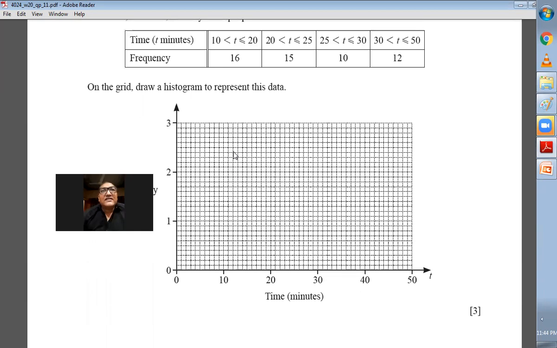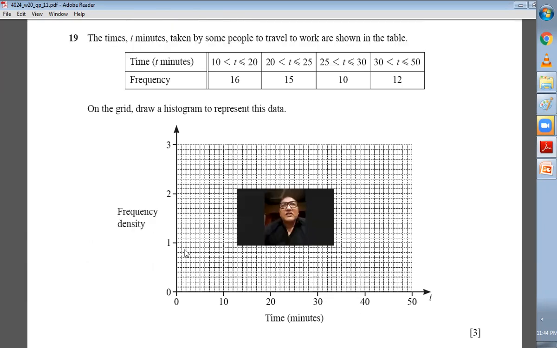Here you have question number 9 showing up on your screen. The time T minutes taken by some people to travel to work are shown in the table. So from 10 to 20 minutes, 16 people. From 20 to 25 minutes, 15 people. 25 to 30 minutes, 10 people. And 30 to 50 minutes, 12 people. He says on the grid, draw a histogram to represent this data.